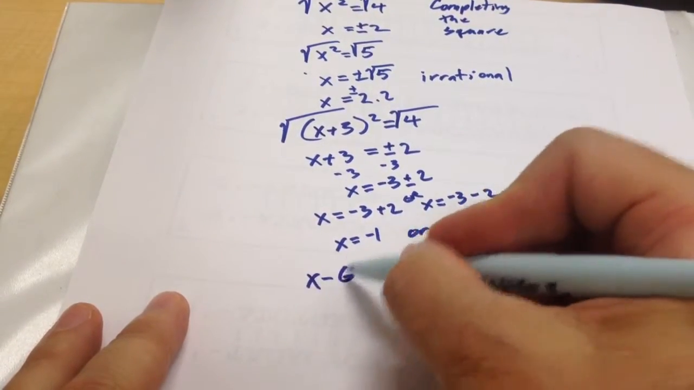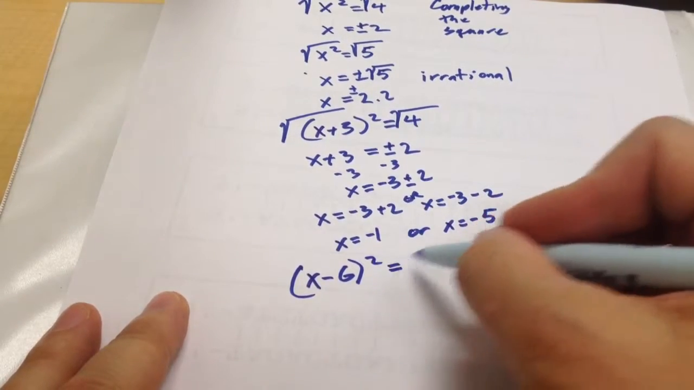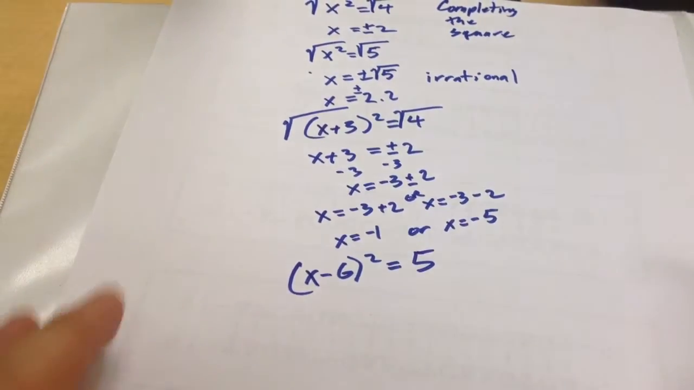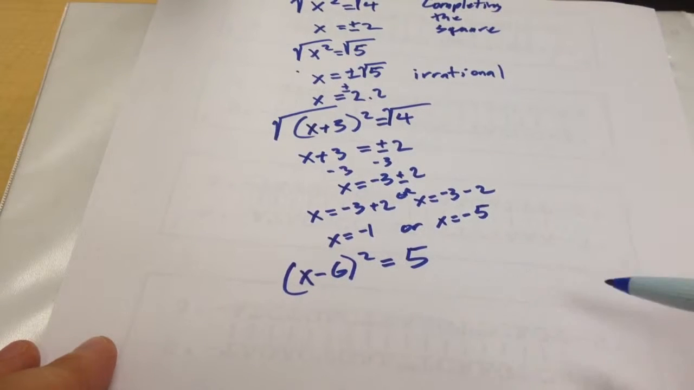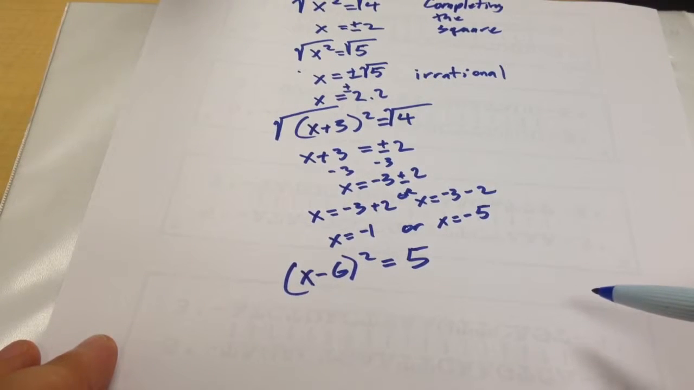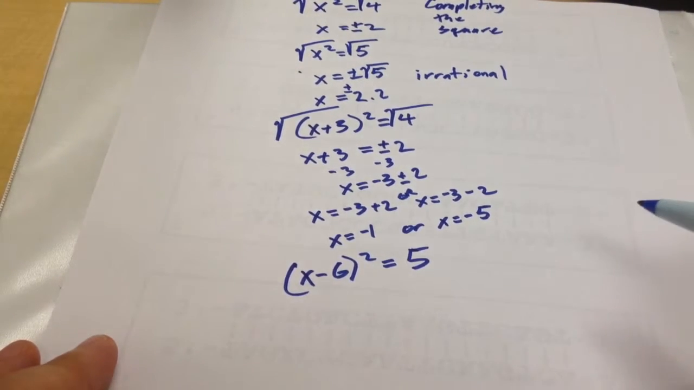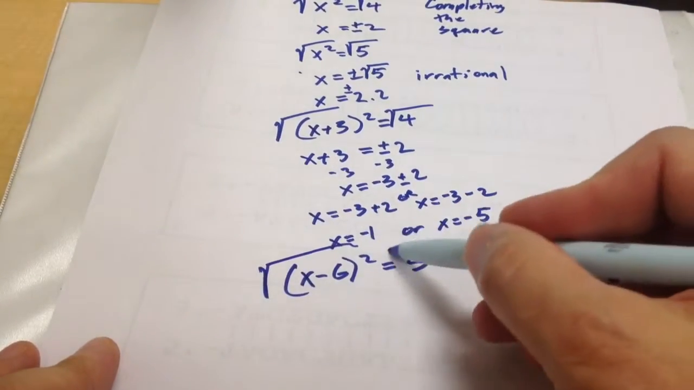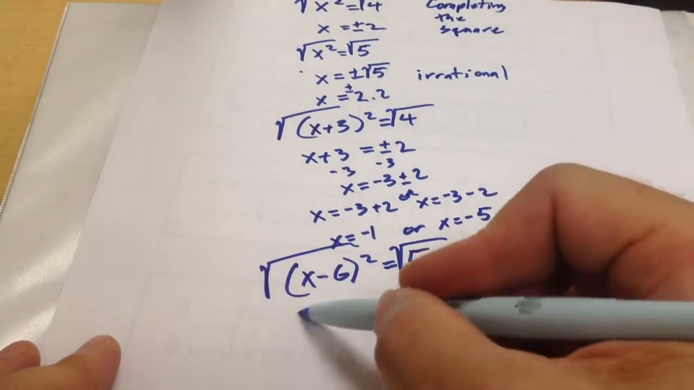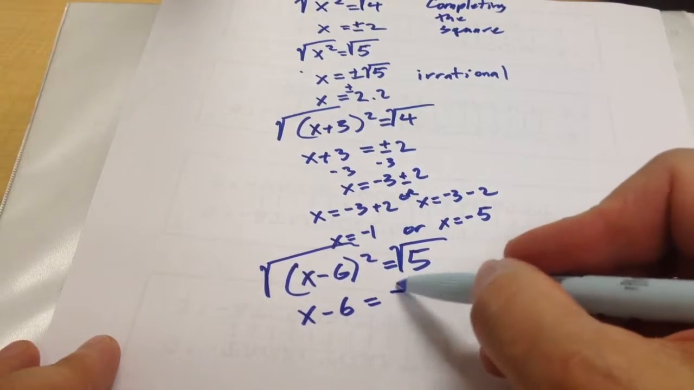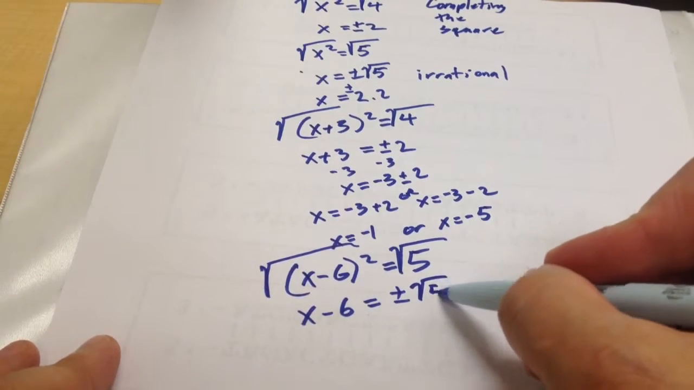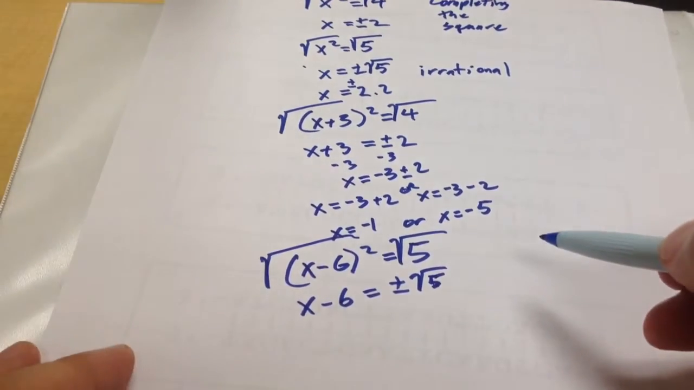x minus 6 squared equals 5. Okay, same process, same problem. We can see immediately when I take the square root, I'm going to get an irrational number, but this is solvable. Okay, so square root, and I get x minus 6 equals plus or minus the square root of 5, which I can leave that way or write as 2.2.